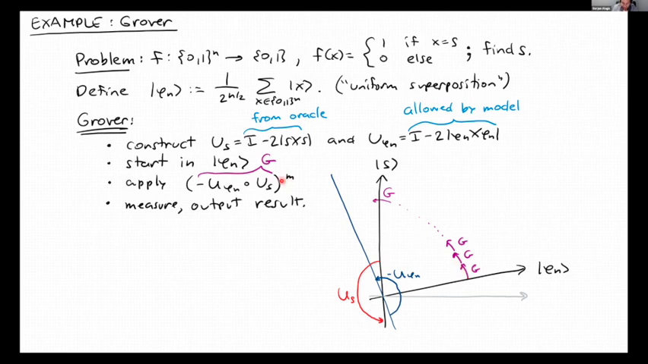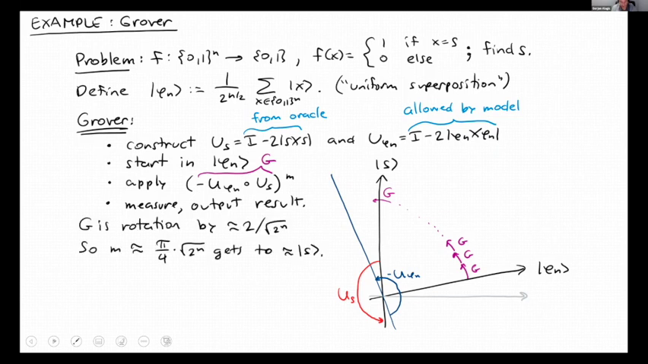And just applying this rotation over and over again, we'll slowly be rotating our initial state, this uniform superposition, up towards S. And now you have to do a little bit of analysis, which of course I'm not going to do here, but it's not a difficult computation to see that the rotation angle here is 2 over square root of 2 to the n. Okay, and we want a rotation by pi over 2. So if we apply this pi over 4 times root 2 to the n times, we're going to get approximately to where we want to go.